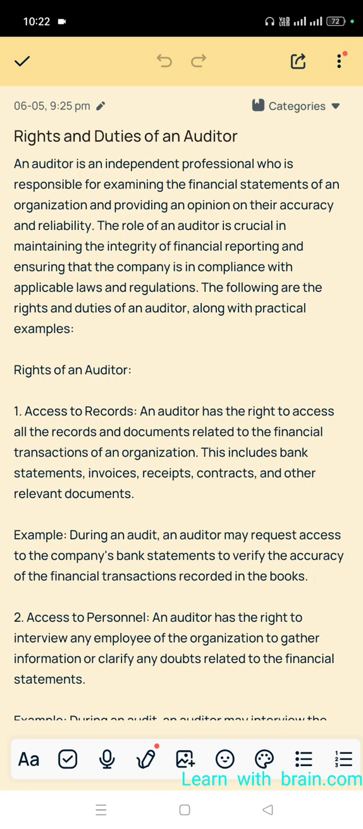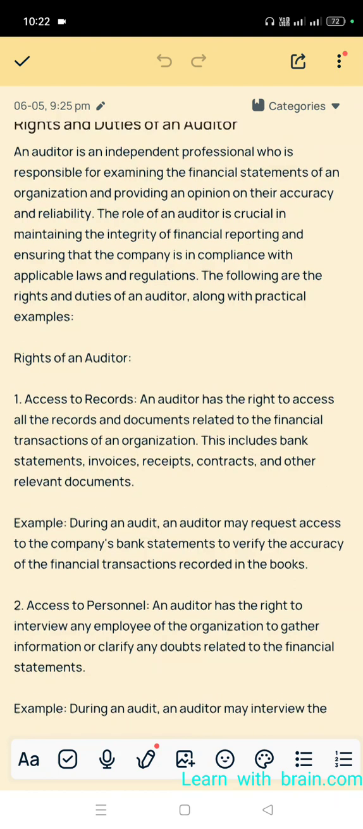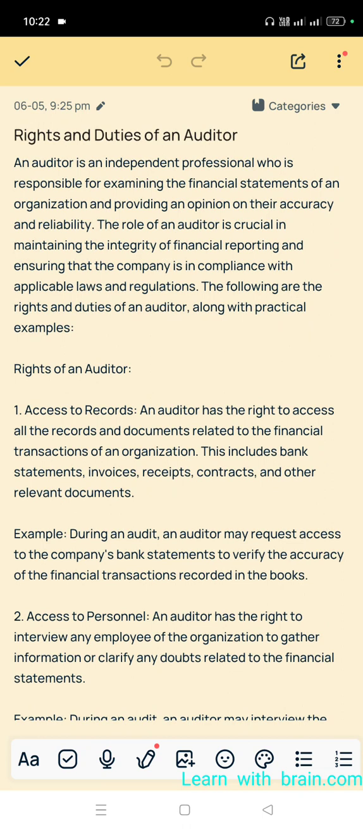What is his duty? He is responsible for examining the financial statements of an organization, and he also has to provide an opinion on the accuracy and reliability of the financial statements. The role of an auditor is crucial in maintaining the integrity of financial reporting and ensuring that the company is in compliance with applicable laws and regulations.